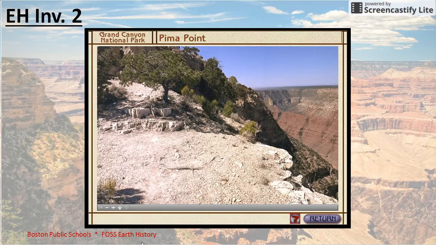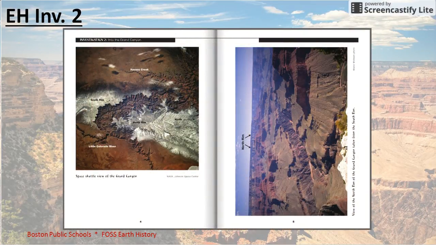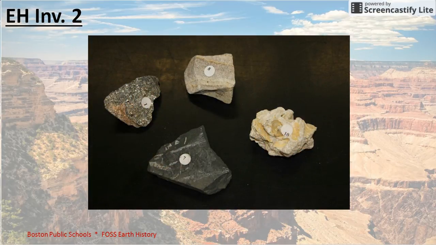While students are doing that, you might have a second group looking at the resource books, looking at a series of about 6 or 7 photos of the Grand Canyon from different perspectives. And then a third group might be looking at just a series of rocks. At this point, do not tell them what these rocks are. Don't give them any information. It's really open-ended exploration on their part.